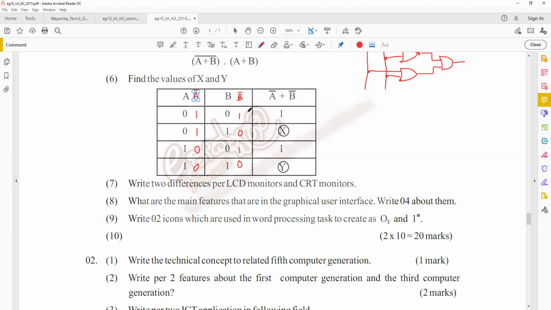So we know that 1 plus 1 is 1. Then 1 plus 0, that is also 1, isn't it? 0 plus 1, again 1. 0 plus 0, then 0. So the answer is X equals 1 and Y equals 0.